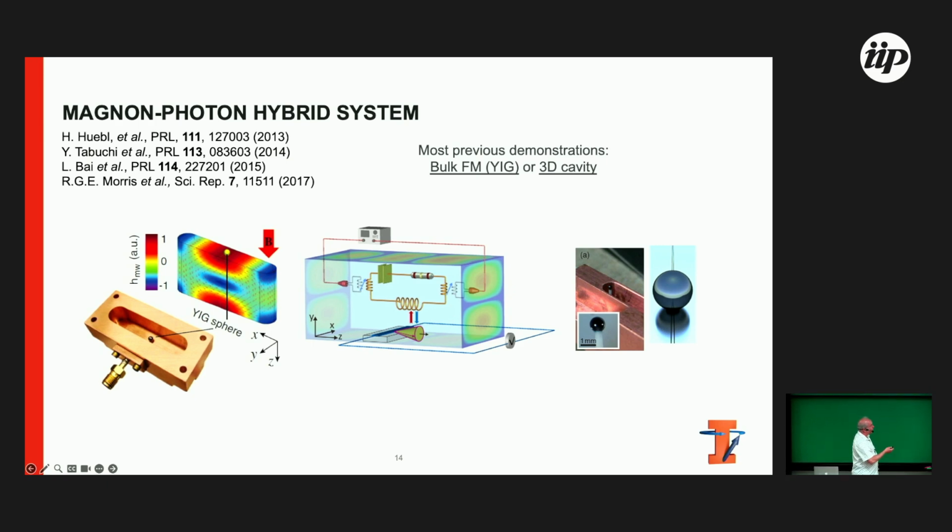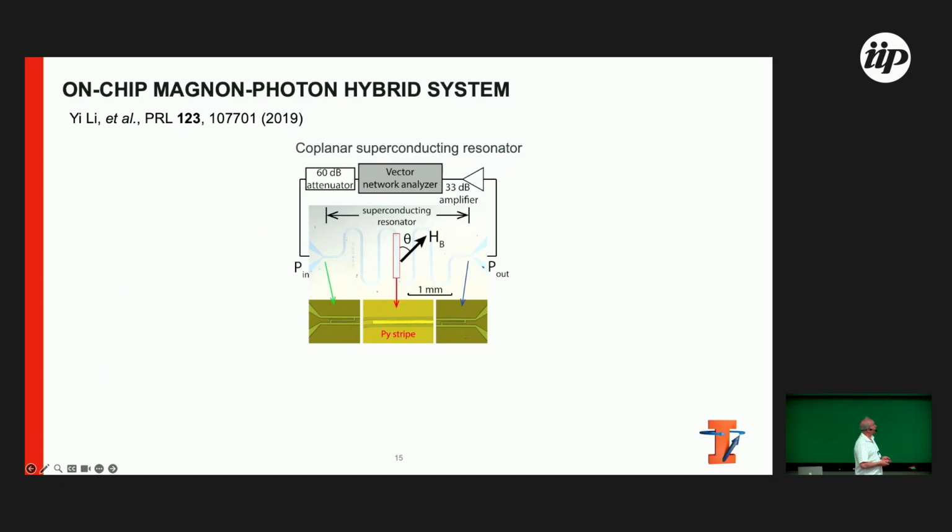Most of this early work was actually done in bulk cavities. You have a bulk microwave cavity, similar to what we heard from Rair yesterday, using yttrium iron garnet spheres. These are bulk systems, so if you want to make some complicated system, that may not be the way to go.